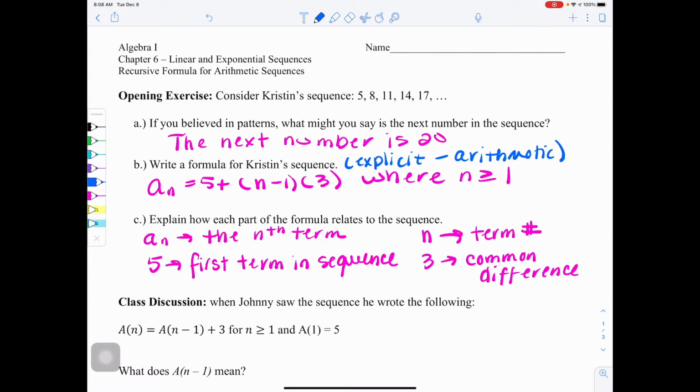And in C, explain how each part of the formula relates to the sequence. a sub n would represent the nth term. 5 is the first term in the sequence, n is the term number, and 3 is the common difference.